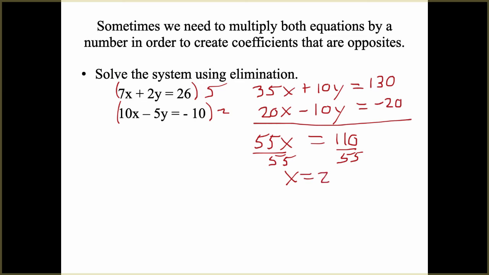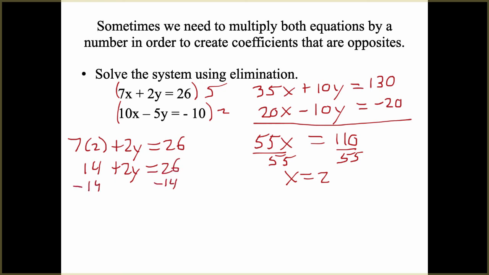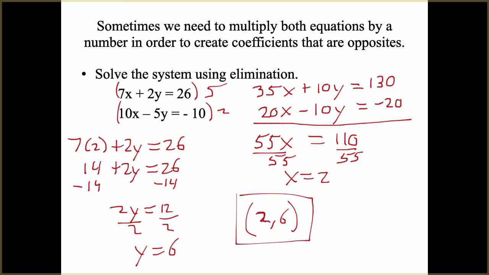We're then going to plug it into one of our original equations. I'll use the top one. We have 7 times 2 plus 2y equals 26. 14 plus 2y equals 26. Subtract the 14 off, and we get 2y equals 12. Divide out the 2, and y is 6. So we have 2, 6. And that is the solution to the system.